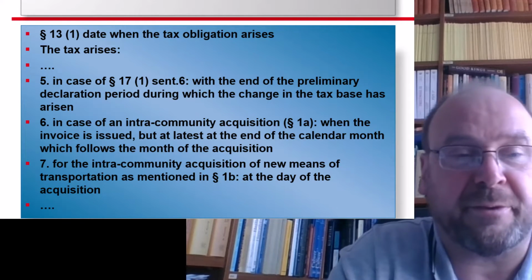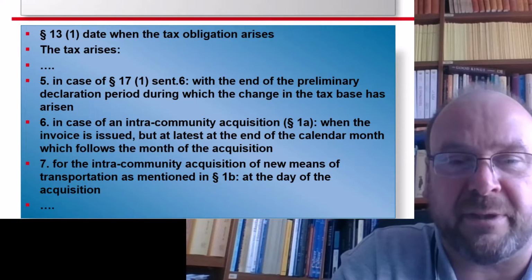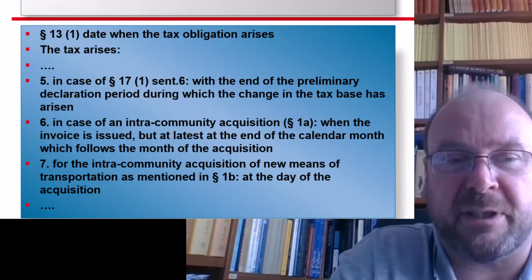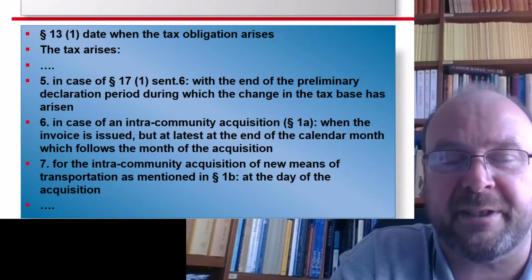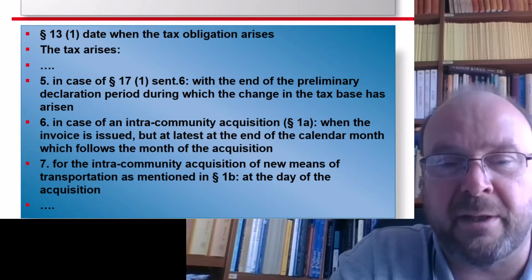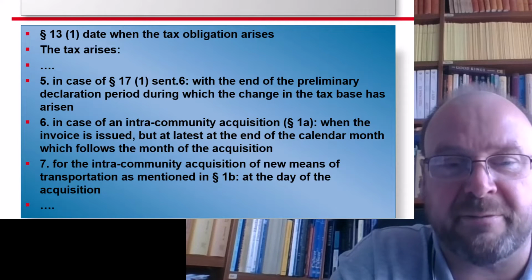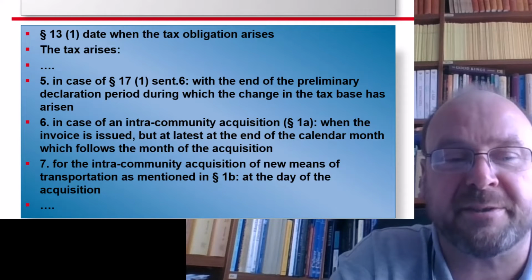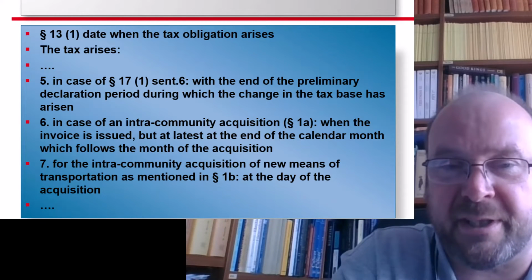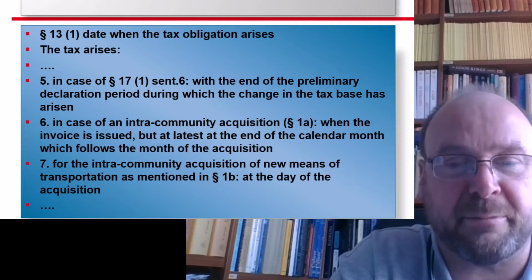So here's paragraph 13. The first lines are missing here on the slide. That is the regulation of the regular cases. And then we have some strange special cases. And special case number 6 is in case of an intra-community acquisition. The tax arises when the invoice is issued, so on the date of the invoice, but at latest at the end of the first full calendar month, which follows the month during which the acquisition was made. So the idea is usually when you get the invoice, you have to declare your acquisition and pay the tax, full stop.